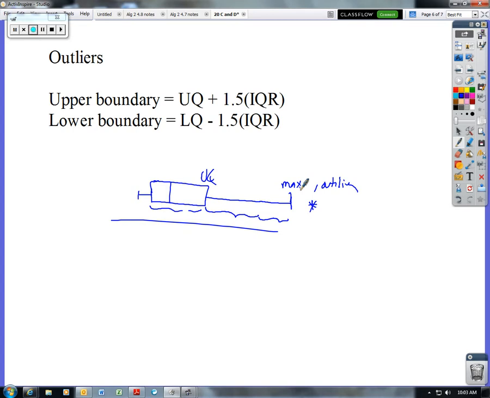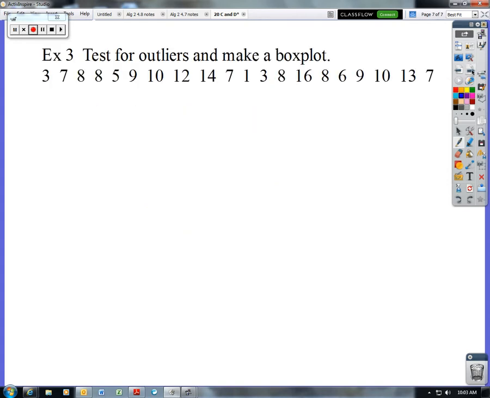Each whisker extends to the last value that is not an outlier. So this is my whisker, this is at my upper bound here, and then my outlier would be marked with an asterisk. And that's what our book is recommending that we do. I'll admit that's new to me, I have not seen that before, but we'll do what they do.